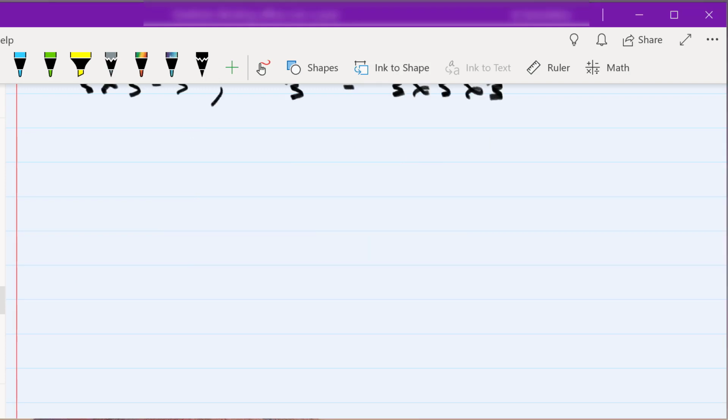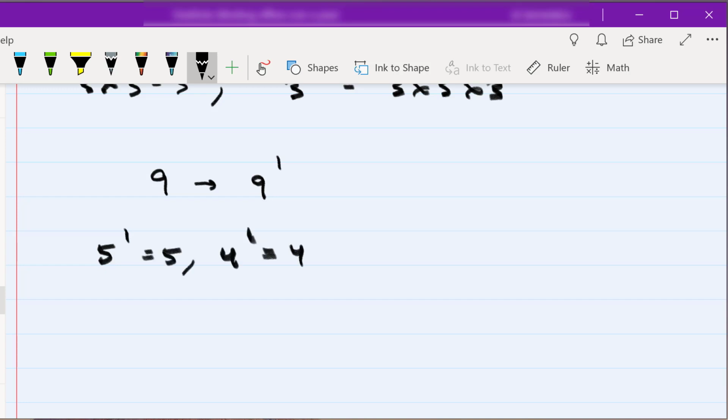A base that has no exponent defined, such as if we write 9, can be thought of as 9 to the power of 1. A power of 1 has no effect on a number. So for example, 5 to the power of 1 is just 5, or 4 to the power of 1 is just 4. It leaves the number unchanged.